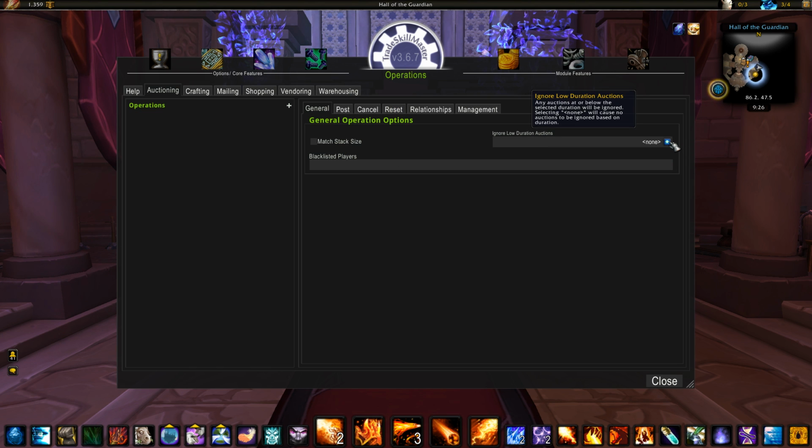And this is a neat feature over here, ignore low duration auctions. So there might be some situations where you're going to the auction house and you're trying to post your stuff up there and somebody has something posted really cheap and it's about to expire in the next 30 minutes.